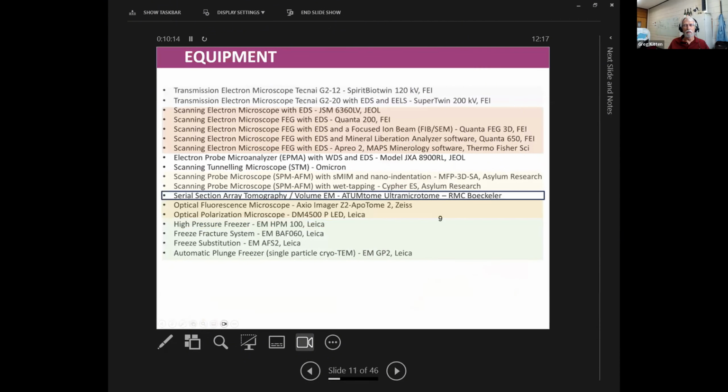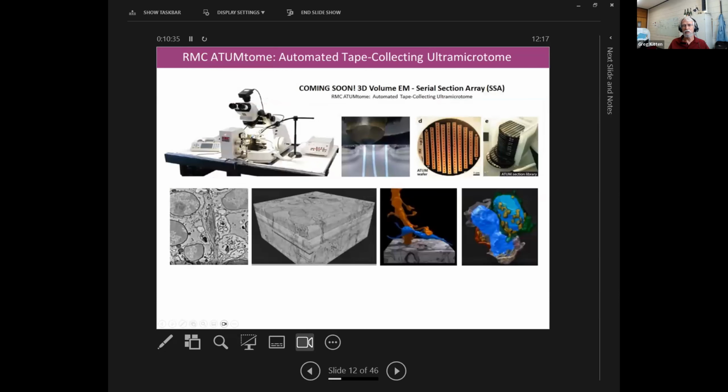We want to mention that we're now implementing serial section array volume EM. We don't have cryo-FIB, but we have FIB-SEM, so we can do FIB-SEM tomography, but we're going to focus on serial section array tomography. So we have the system, it's already been installed. We're training now, still doing pilot tests with it.